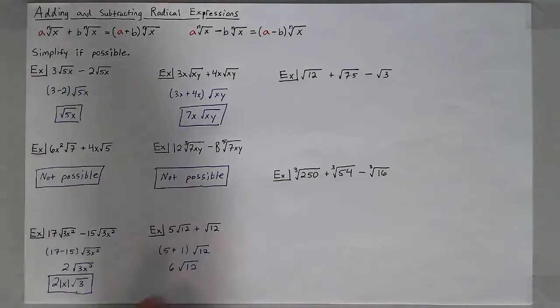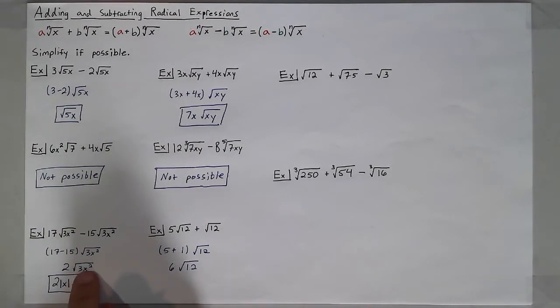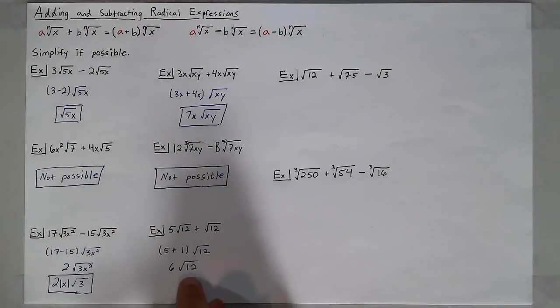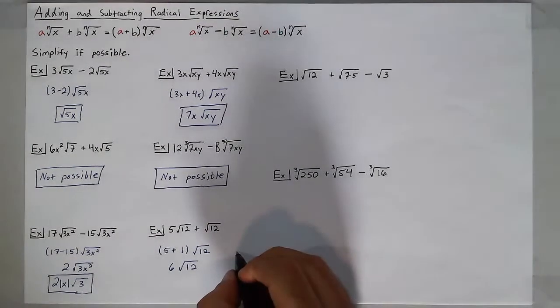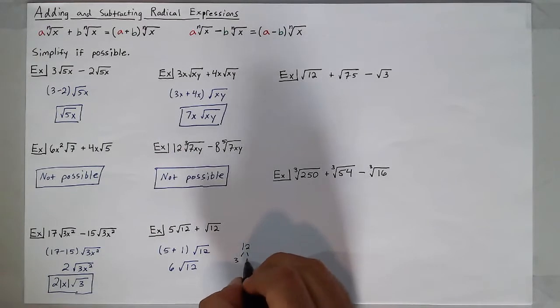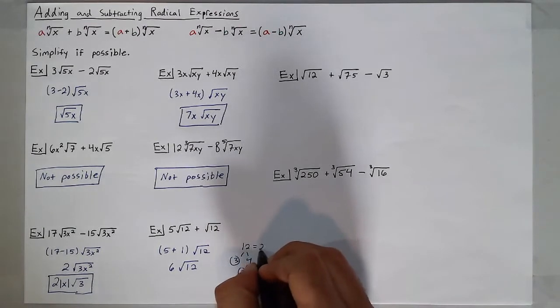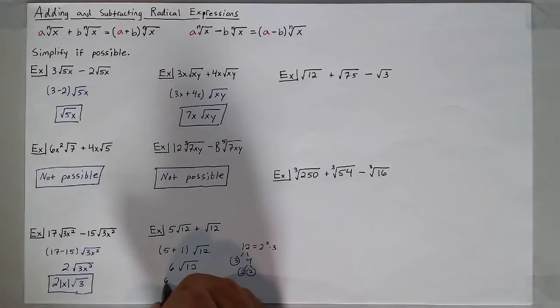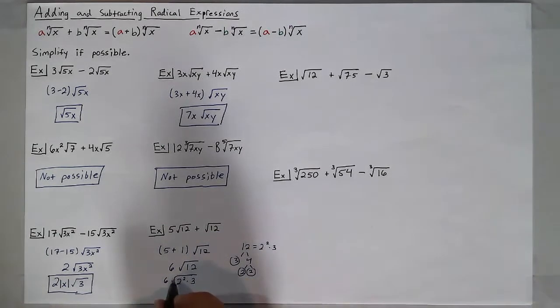And I can see here, just like I saw x squared earlier, here there is a perfect square within 12. Because 12 could be written as 3 times 4, and 4 can be 2 times 2. So multiplying all the prime factors, I have 2 squared times 3. So this can also be written as 6 times the square root of 2 squared times 3. And there's my perfect square underneath the square root.